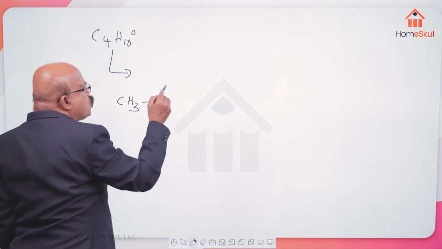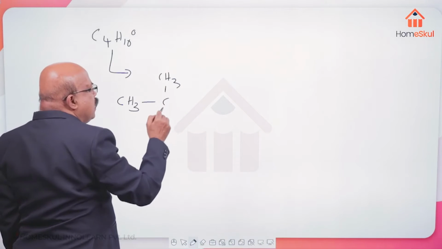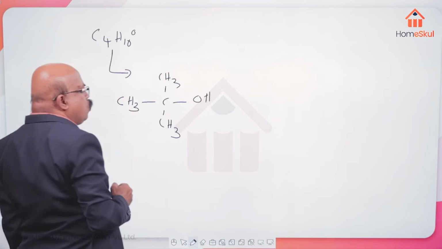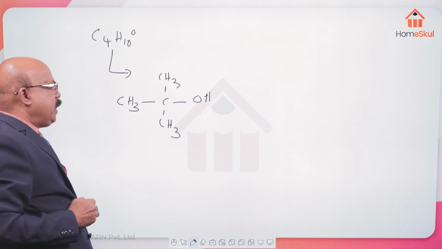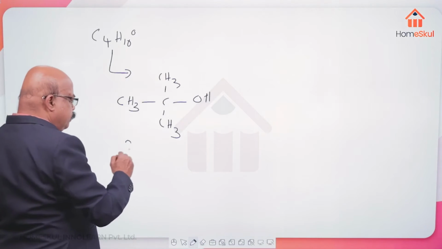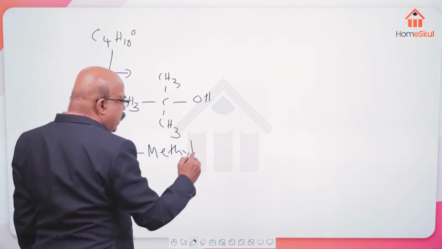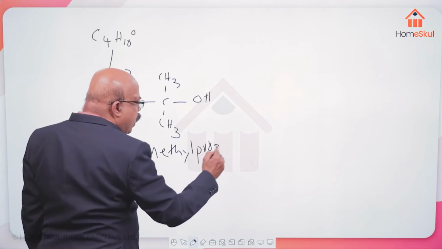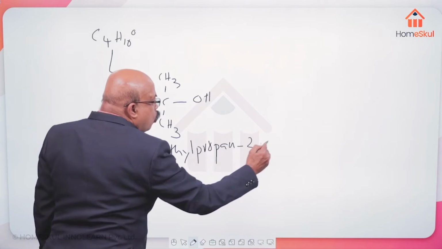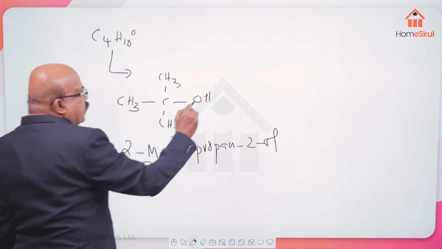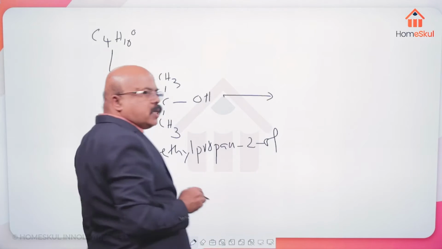Tertiary alcohol is this one. This is tertiary butyl alcohol, or 2-methylpropan-2-ol. It is a tertiary alcohol. This is X. This on reaction with the Lucas reagent.